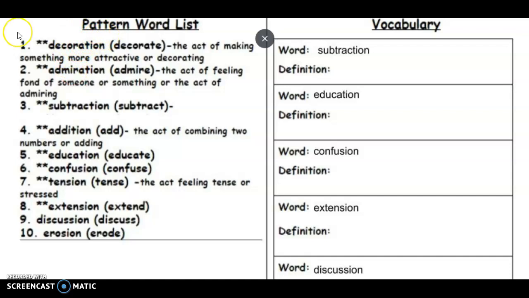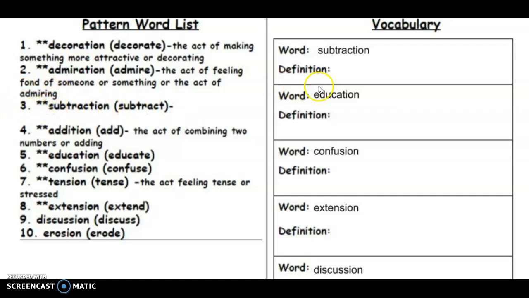So our pattern word list is 1, decoration. In the parentheses is the base word. So decorate is our base word where the suffix shun was added onto, and it means the act of making something more attractive or decorating. 2, admiration. The base word is admire. The act of feeling fond of someone or something, or the act of admiring.